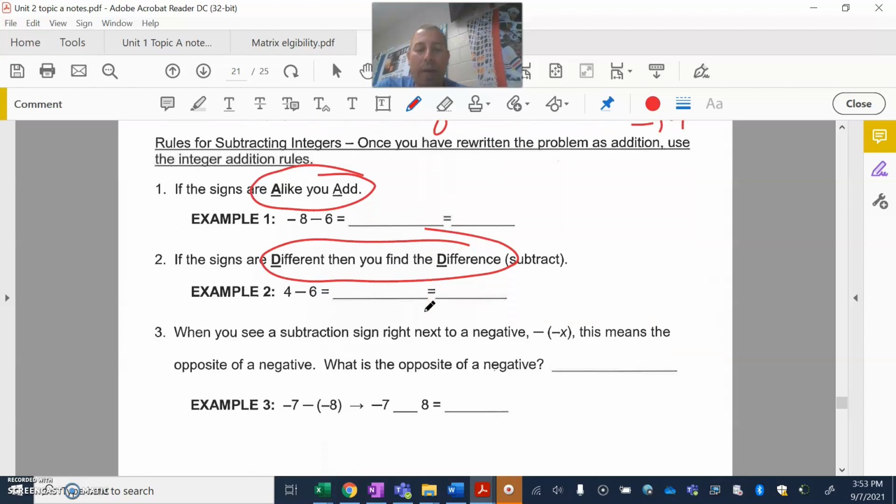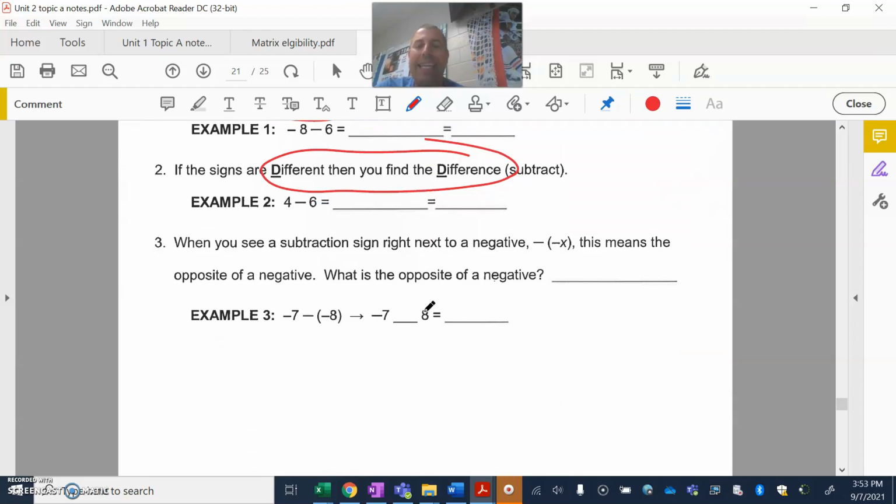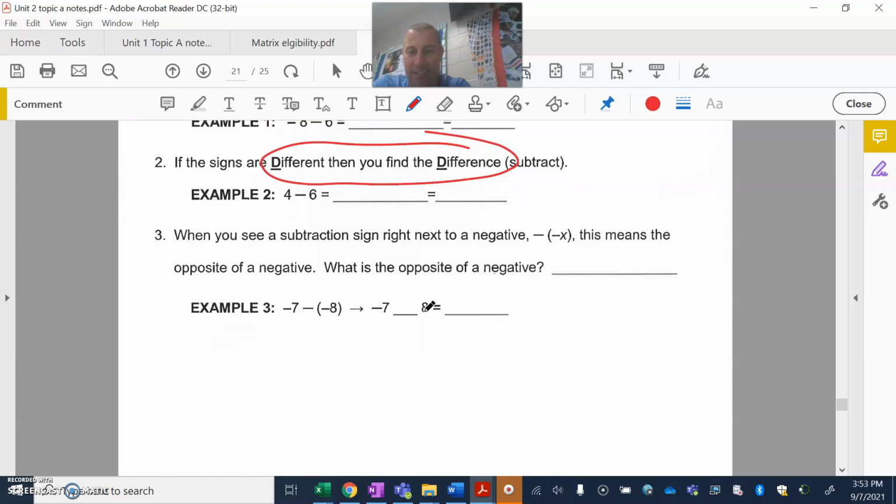The one thing we do have to watch for is this idea of a double negative. In a double negative, we have a subtraction sign and a negative sign right up against each other. Remember, we don't like two symbols right up against each other, and that's why we have parentheses. So in this example number 3, this is what they're talking about. Negative 7 minus the negative 8. Well, we use the parentheses because we don't like those two symbols against each other.